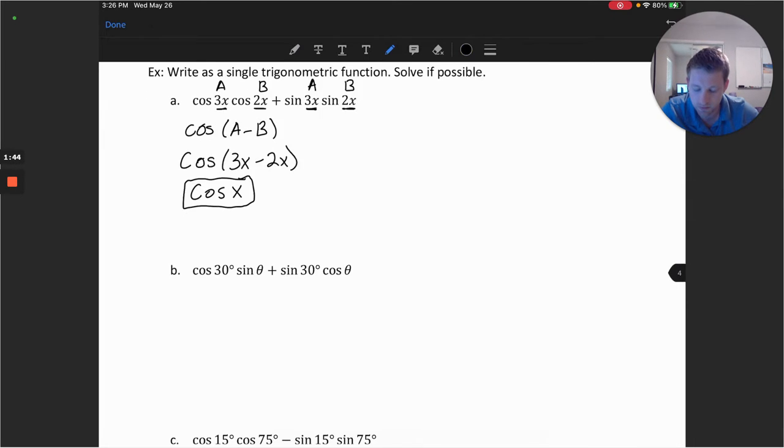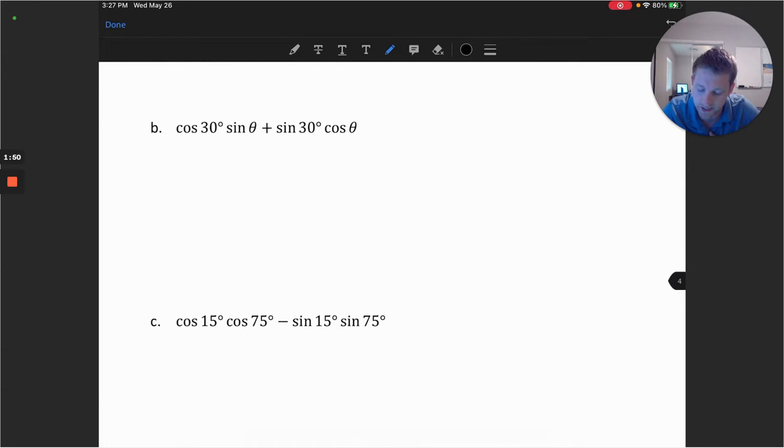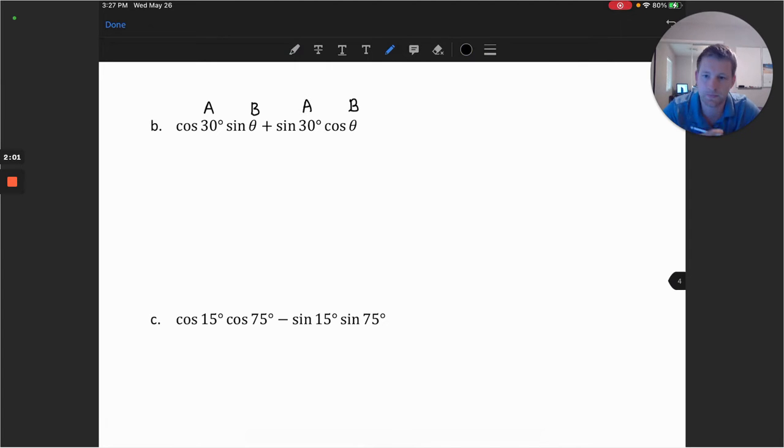The second example, we have another pattern going on. Cosine of 30, which we could call an A angle. Sine of theta, we'll call this the B. And then sine and cosine of those same two angles. If we recall our identities here, cosine sine plus sine cosine, that would be the identity for a sine. That would be a sine difference. Or actually a sine sum.